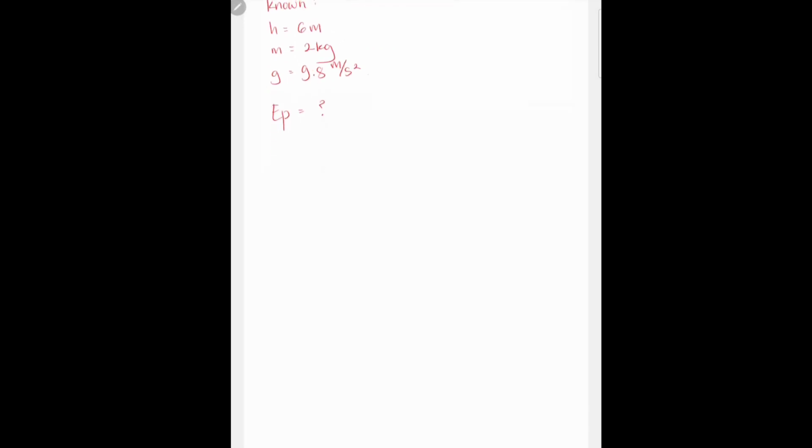So first we know that the coconut is at the height of 6 meters from the ground. With that information, we can write that the height is 6 meters. Then it also says that the coconut is 2 kg in mass, so we can write the mass is 2 kg. Then the last information we know is that the gravitational acceleration is 9.8 meters per second squared. In this question, we are required to find the potential energy of the coconut.